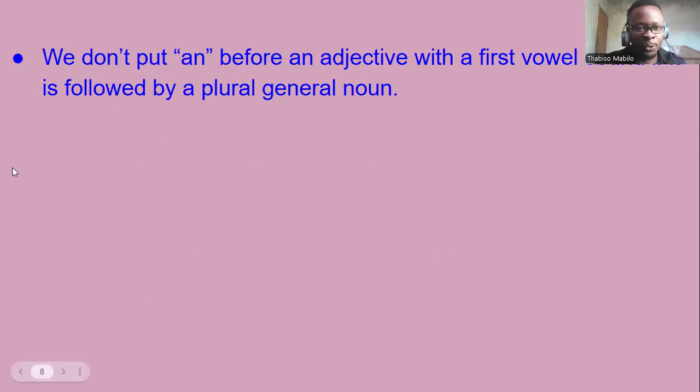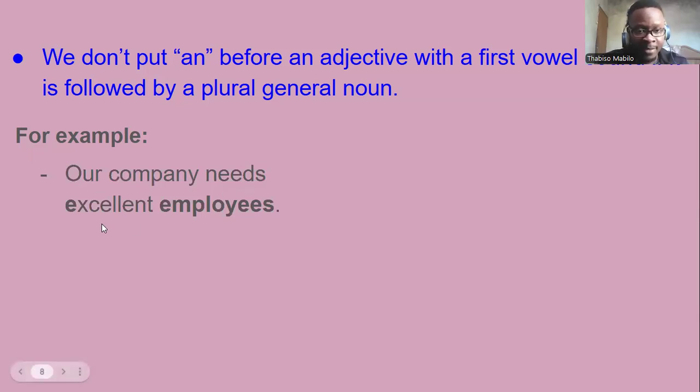Next rule. The next rule says we don't put an before an adjective with a first vowel sound if it is followed by a plural general noun. So meaning that if there is a plural general noun after the adjective, even if the adjective itself starts with a first vowel sound, we don't put an. Let's do the example. For example, our company needs excellent employees.